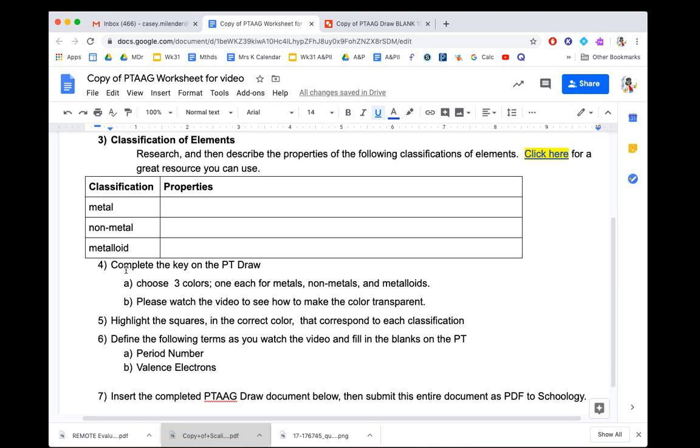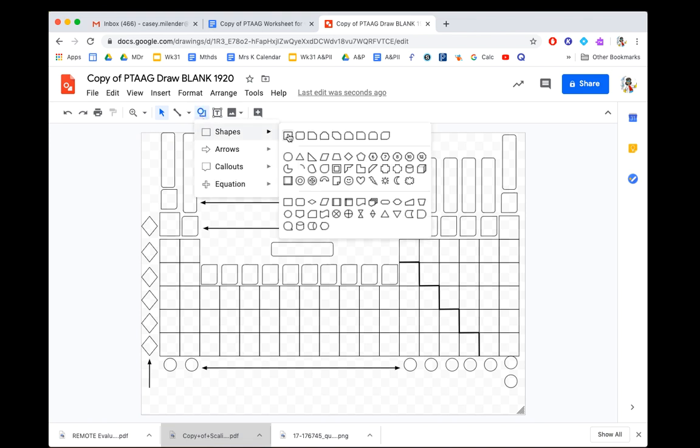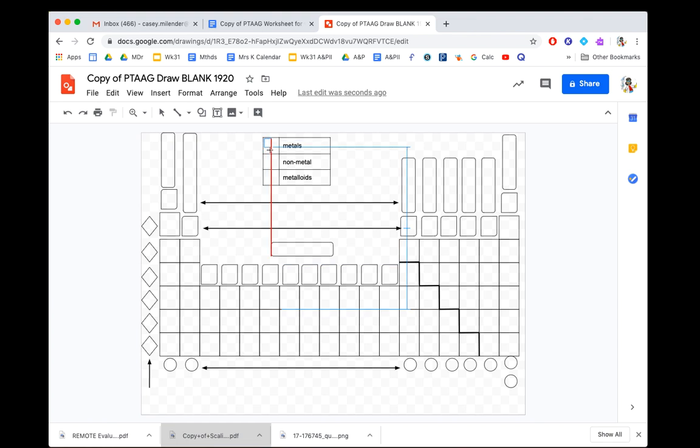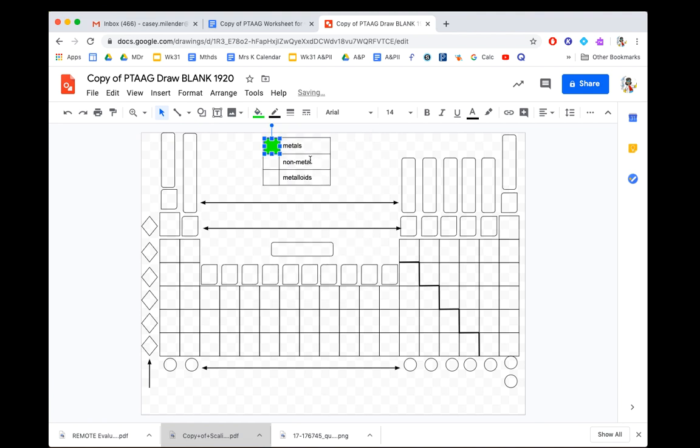All right, so number 4 is complete the key on the periodic table draw. So I'm going back over here, and here's my key right here at the top. So I need to choose some colors for metals, nonmetals, and metalloids. So I'm going to pick a square and put it in here in metals, and I am going to go to the paint bucket, and I'm going to say that that's green. But now the problem with the green the way it is, it's solid. So anything I write down here or in here is not going to show up. So I need to actually make that transparent.